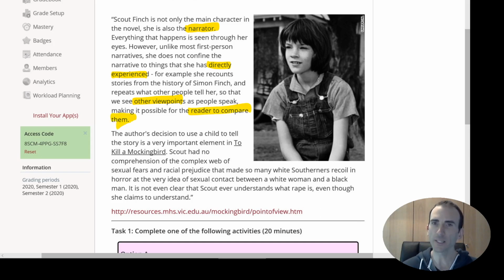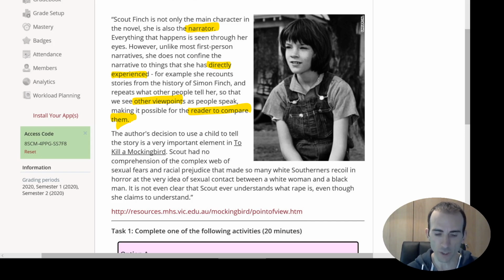Okay, we're not just limited to seeing what Scout thinks about events. We get to hear some different perspectives, and as the reader, even if Scout herself doesn't understand them, we get to compare the different points of view and see how they support each other, challenge each other, and we get to make decisions about the values that are being expressed that way.